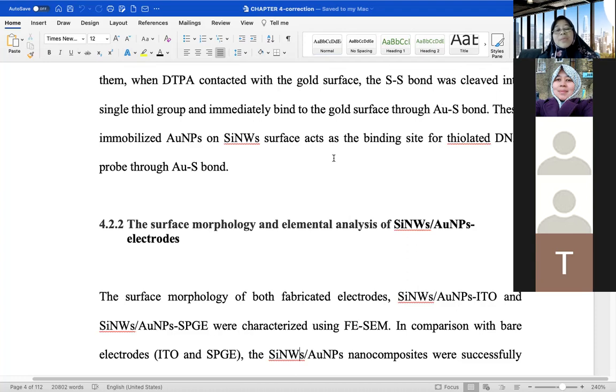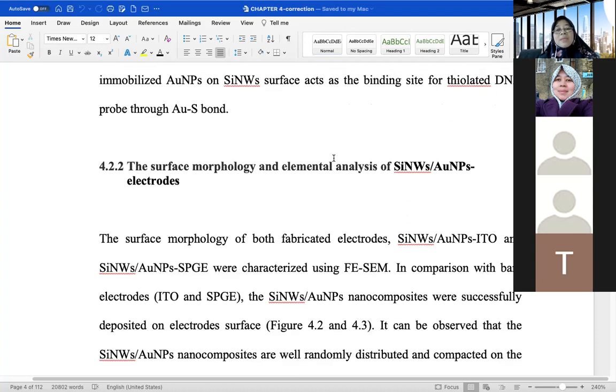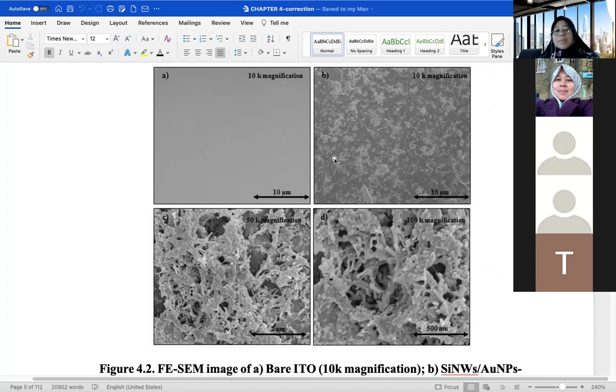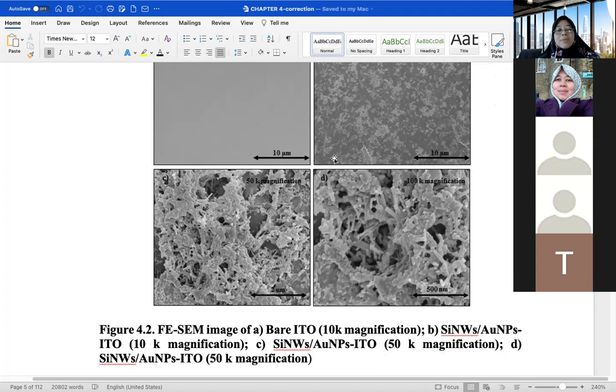Okay, so when he started the characterization, again, he started with morphology. Morphology is very important, because he wants to tell people that he managed to modify the surface of the electrode. In this case, the electrode he used, the material is ITO. ITO is indium titanium oxide. So A, you can see bare ITO. B, with silicon nanowires and gold.